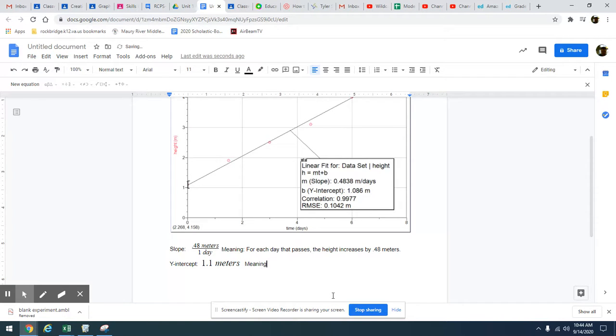So the meaning of the y-intercept is how much of this you got when there's none of this. So that means at time 0, the height is 1.1. And you could also say that's the starting height. That would be correct too. But you have to say the number. Don't just say the meaning of the y-intercept is the starting height. We want to refer to the actual number, 1.1 meters. The height is 1.1 meters.